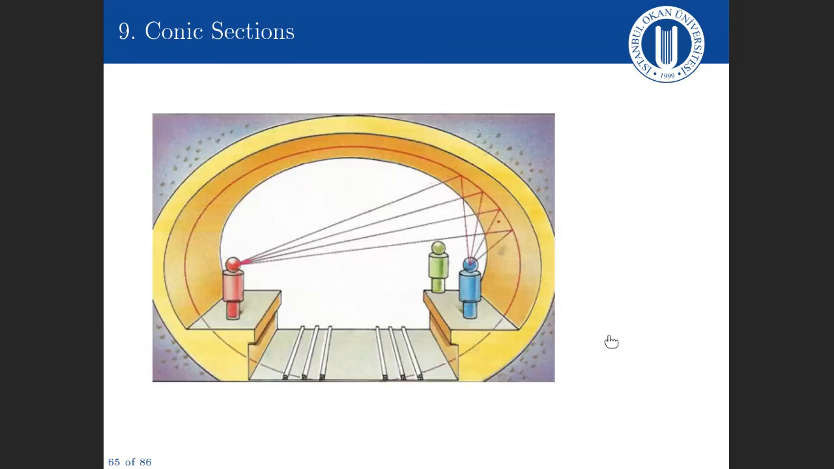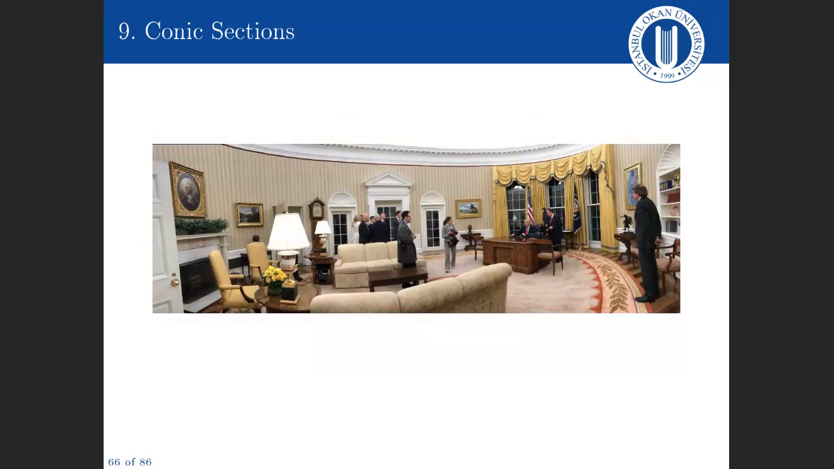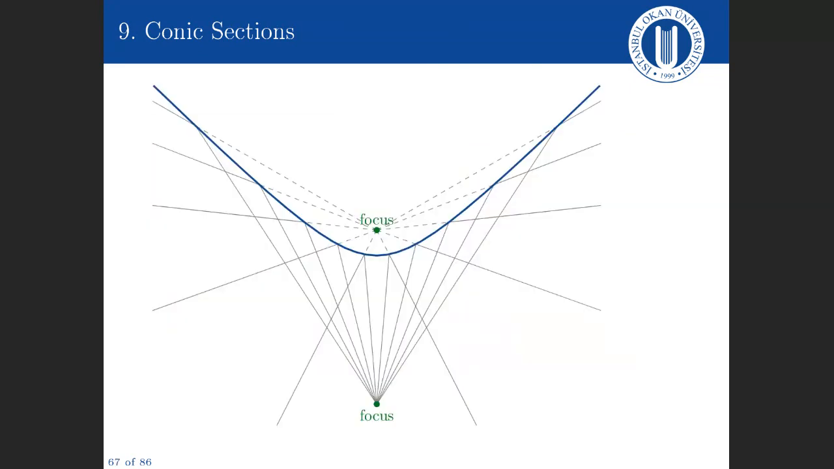Or if we had a subway tunnel, a metro tunnel shaped like this, again, these two people could talk to each other. And perhaps the most famous room in the world, which is shaped like an ellipse, is this one, which I guess you recognize. The architects who built this room understood the mathematics of ellipses.